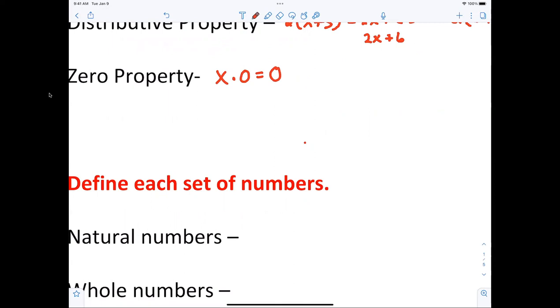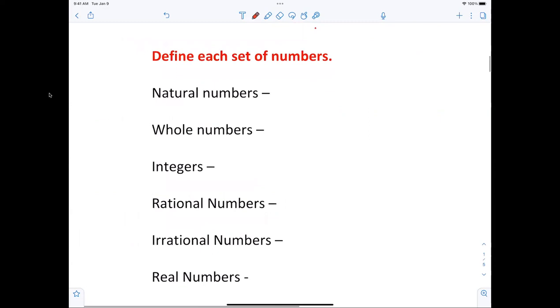All right, now we have to define the numbers. Natural numbers. I want everybody to put down, it is abbreviated with an N. Does anybody know the natural numbers? 1, 2, 3, ... What does ... mean? Yeah, it goes on to infinity.